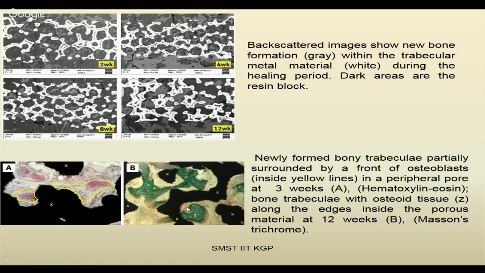So here are the EDX studies. You can see that the white portion is actually metal material, the dark area is actually resin block, and the gray portion is actually bone. And you can see clearly how the tissue ingrowth has happened. So this is studied by EDX. Now, similarly, by histological studies with hematoxylin staining, you can see the cell activities and the collagen deposition on the surface of the material.